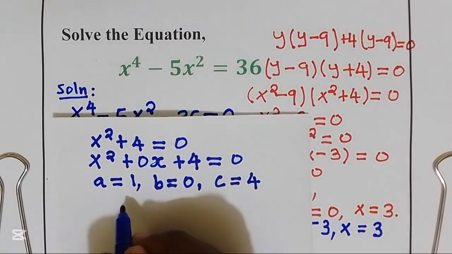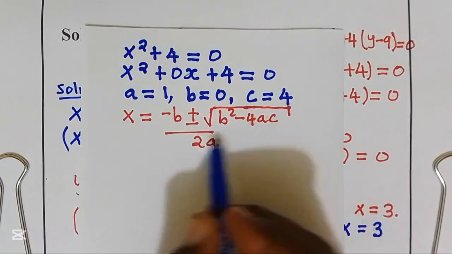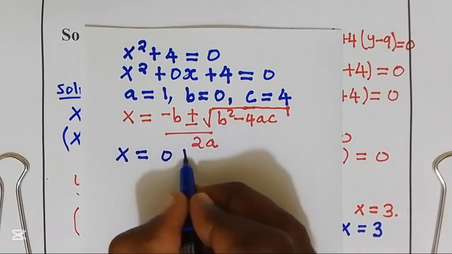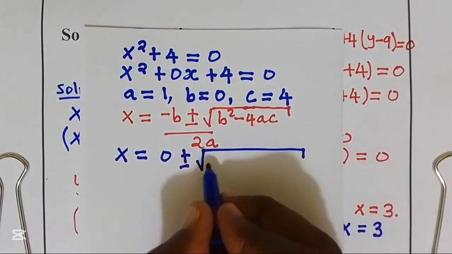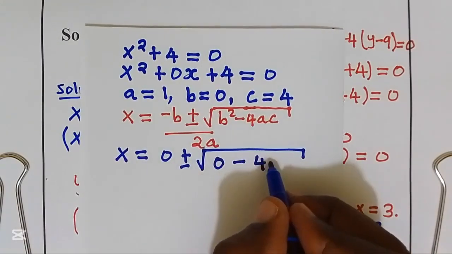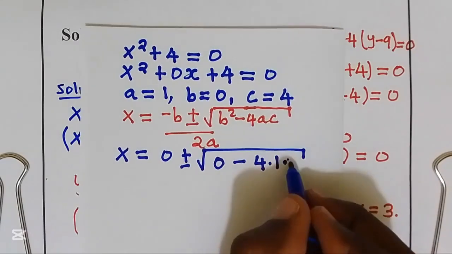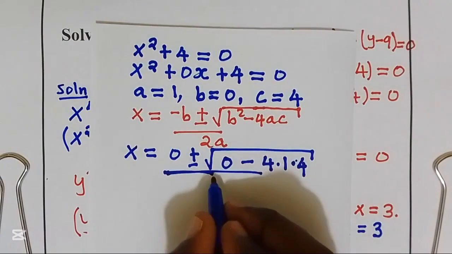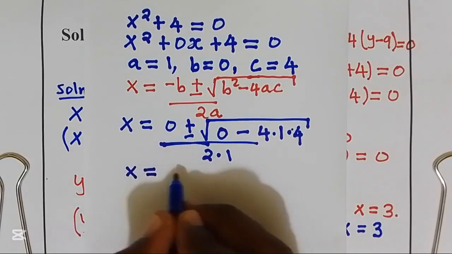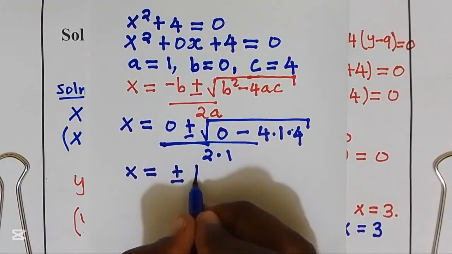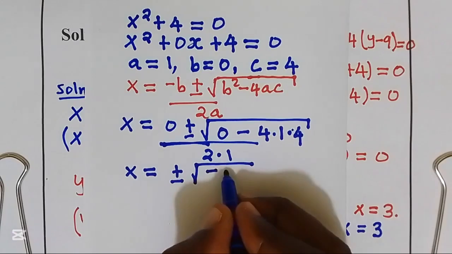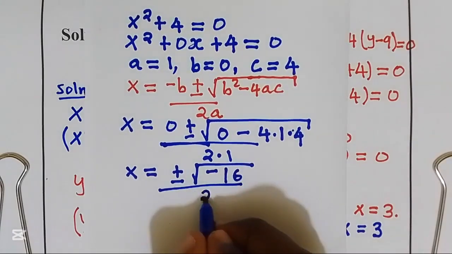I'm going to use our general formula. Let us substitute our coefficients into the general formula. X is equal to minus b, which is 0, plus or minus the square root of b squared, that is 0, minus 4 multiplied by a, which is 1, multiplied by c, which is equal to 4, over 2 times a, which is 1. X is equal to plus or minus the square root of minus 4 multiplied by 1 multiplied by 4, which is minus 16, over 2.